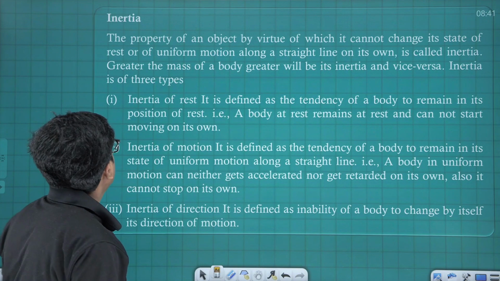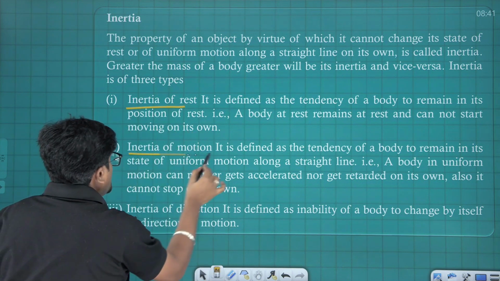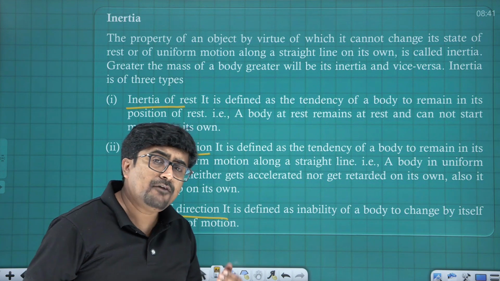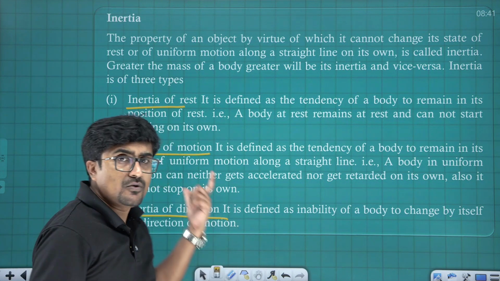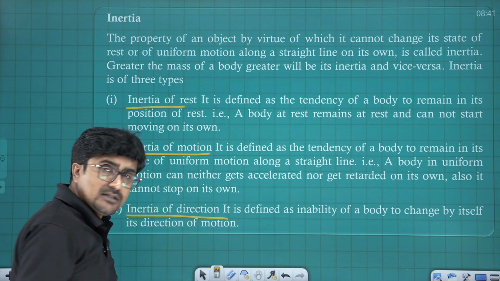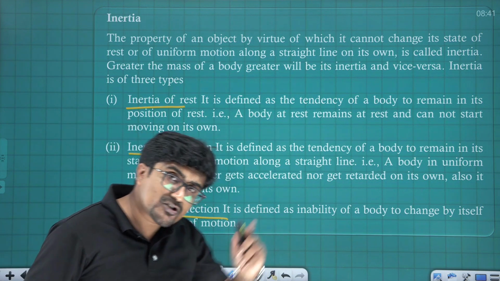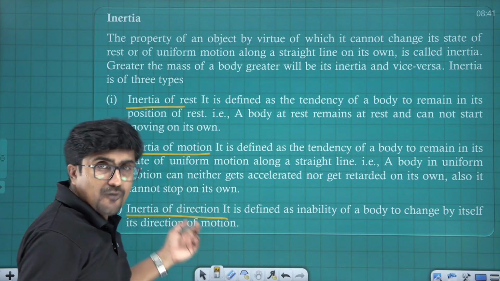Fine. Now here, first of all, we need to discuss inertia of rest, inertia of motion, as well as inertia of direction. If the body is in a state of rest, its tendency to continue in the state of rest is known as inertia of rest. And if a body is in uniform motion, its tendency to continue in uniform motion, that means to continue with the same velocity, is known as inertia of motion.